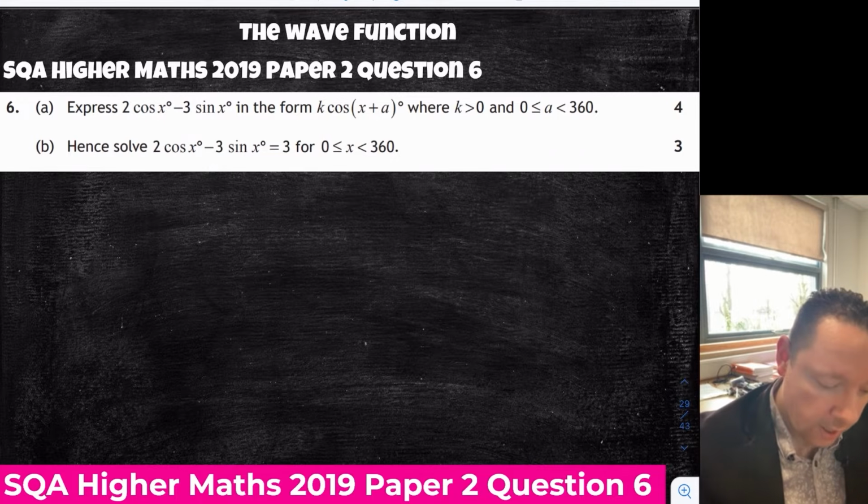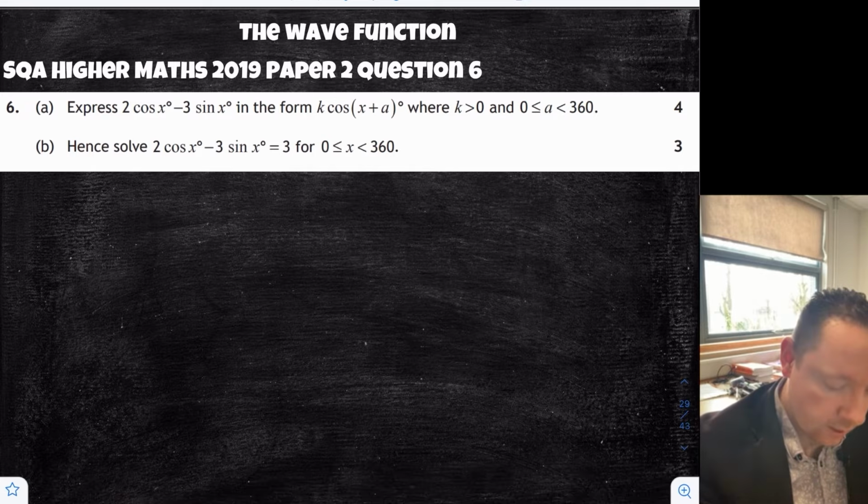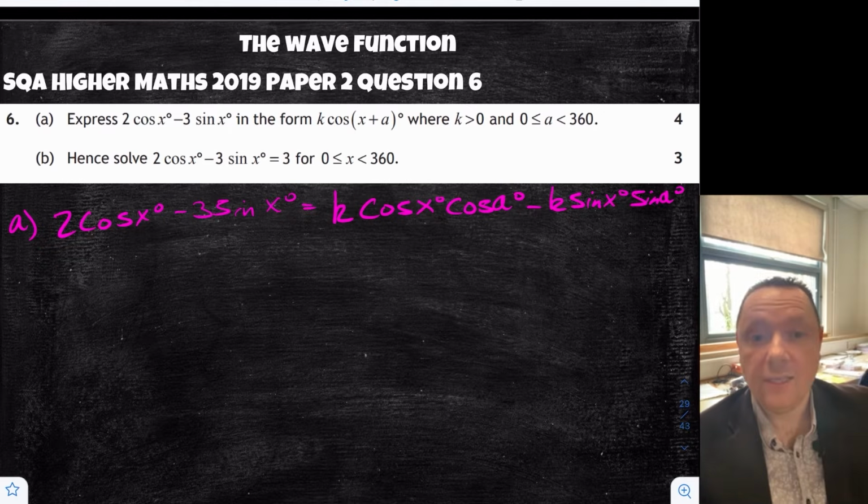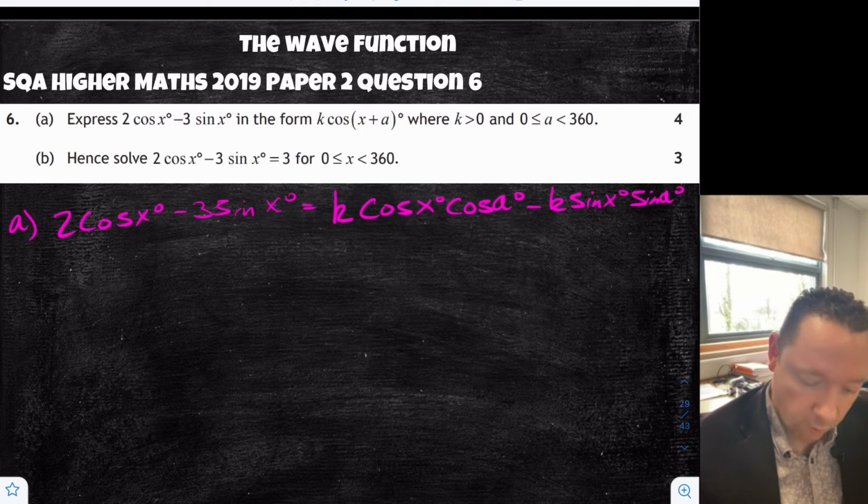The wave function: express 2 cos x minus 3 sin x in the form k cos(x plus a). So for part A, quite standard stuff, 2 cos x minus 3 sin x. Expand the right hand side, that's k cos x cos a minus k sin x sin a. And you're just using the start of the exam paper to see that. So then we'll equate the sides.